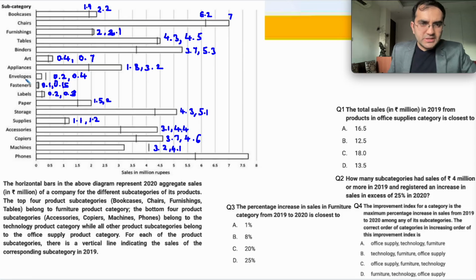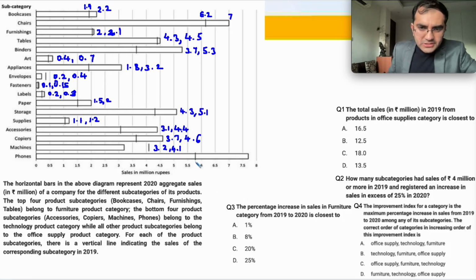यहाँ पे this one was a little tricky. Envelopes was 0.25 से थोड़ा सा कम and थोड़ा सा ज़्यादा, so I wrote 0.2 and 0.4. This one was 0 से थोड़ा सा ज़्यादा at 0.1, and then उससे भी थोड़ा सा ज़्यादा was for 2020, so I wrote it as 0.15. ठीक है. Approximate 0.1, 0.2, that's okay. We've written out all of the values.